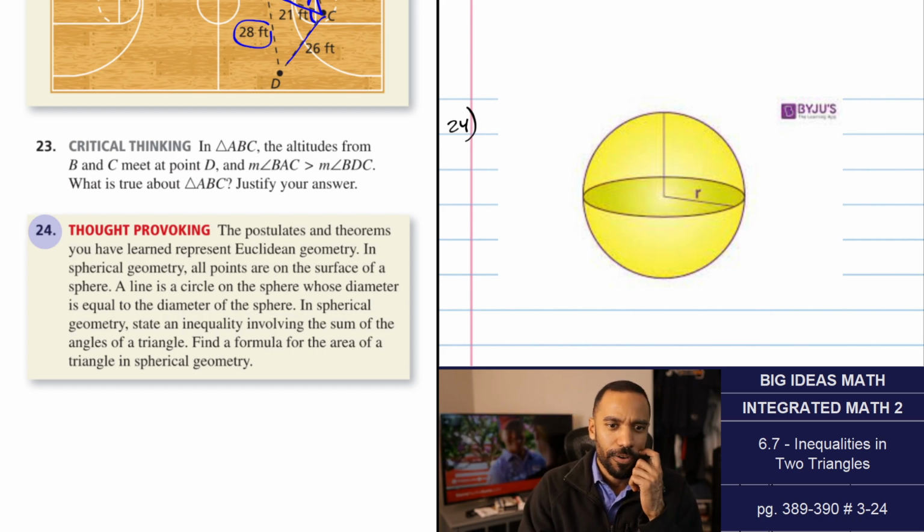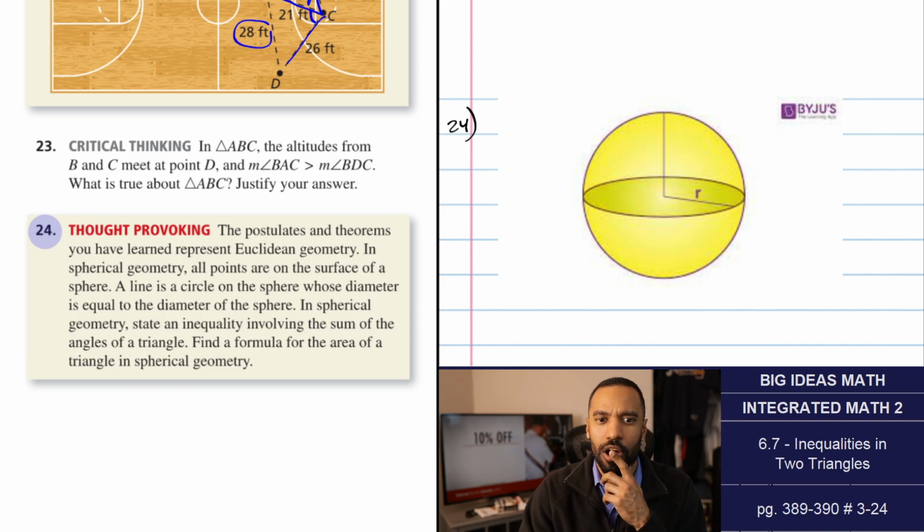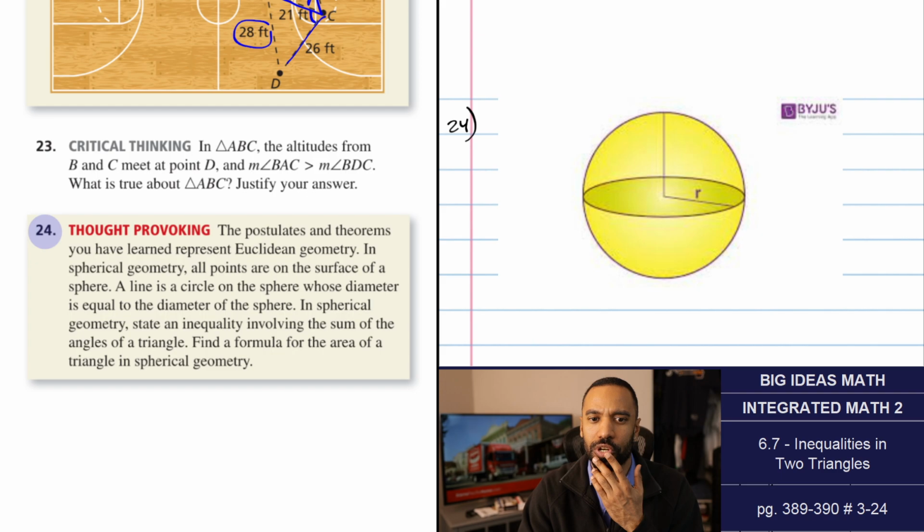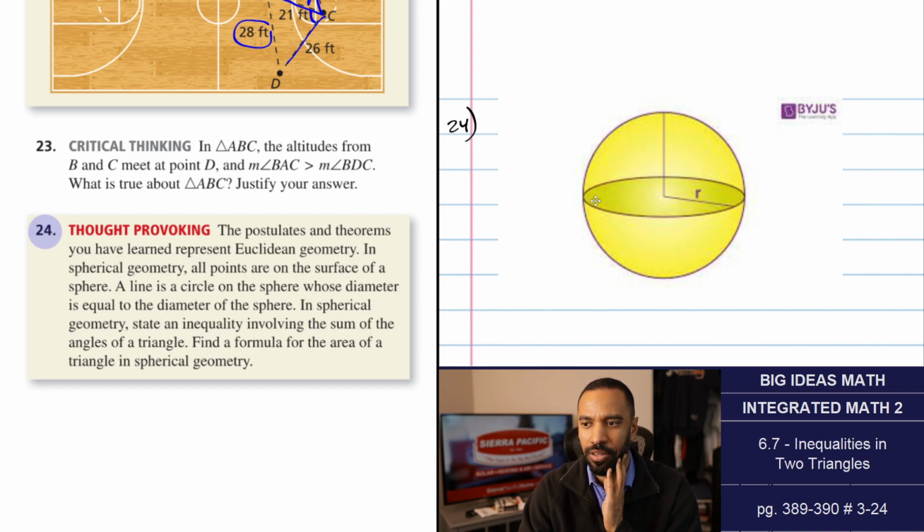Anyway, in spherical geometry, all points are on the surface of a sphere. A line is a circle on the sphere whose diameter is equal to the diameter of the sphere. So basically this. So it's already drawn. This is rotating around that disk right there. That's a line. That's a line.